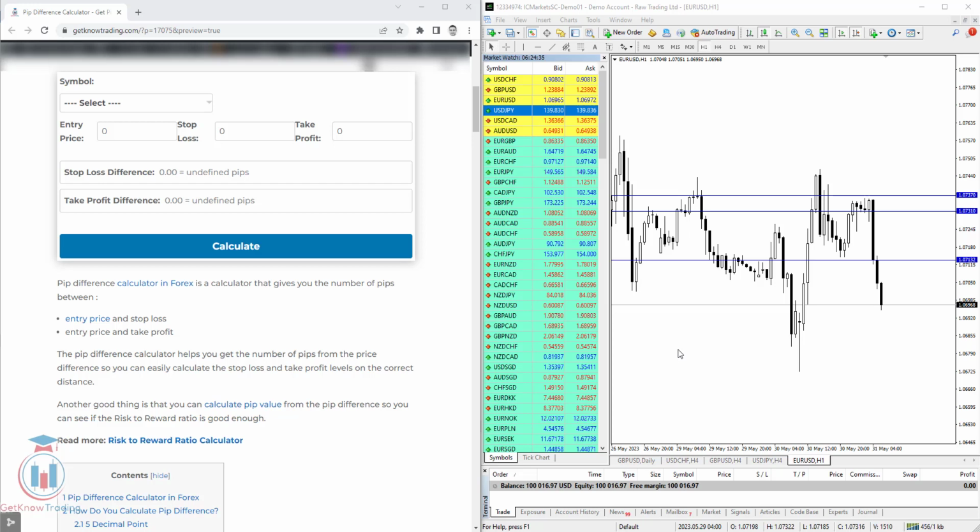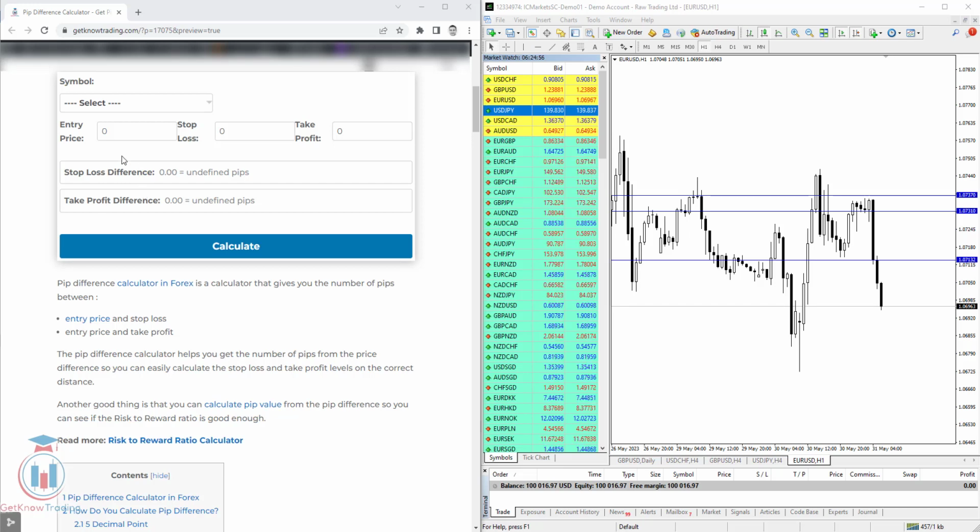In this video you will see how the Pip Difference Calculator gives you the number of pips based on the stop loss difference and take profit difference, which is the difference between the entry price and the stop loss and take profit. This way you will get the number of pips. So you can use a pip value calculator to get the number of pips valued in US dollar as a currency.